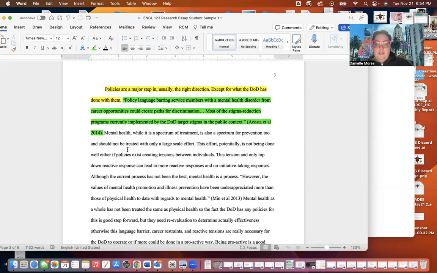Policy language barring service members with a mental health disorder from career opportunities could create paths for discrimination. Something omitted. Most of the stigma reduction programs, I don't know what those are, currently implemented by the DoD target stigma in the public context. That needs a lot of evidence analysis because there's a lot of very specific things talked about in that quotation that need an explanation from the writer.